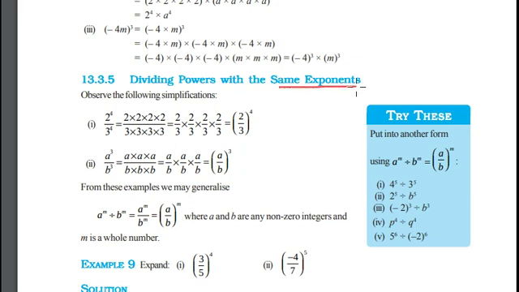Dividing powers with same exponents. Previously we saw dividing powers with same base. Now we are dividing powers with same exponents. Here we are dividing 2 to the power of 4 by 3 to the power of 4. Bases are different but exponents are same.